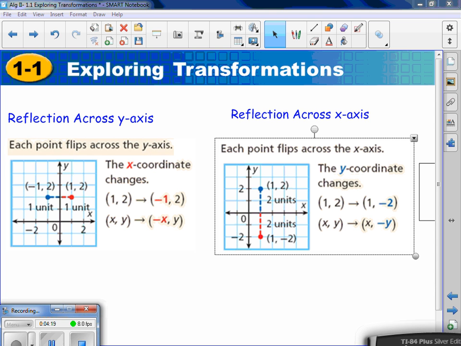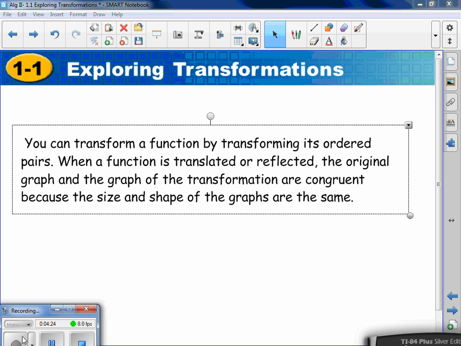We can transform a function by transforming its ordered pairs. When a function is translated or reflected, the original graph and the graph of the transformation are congruent because the shape and size of the graphs are the same. So if we do a transformation of any type right now, we're making an exact copy. We're making congruent figures.